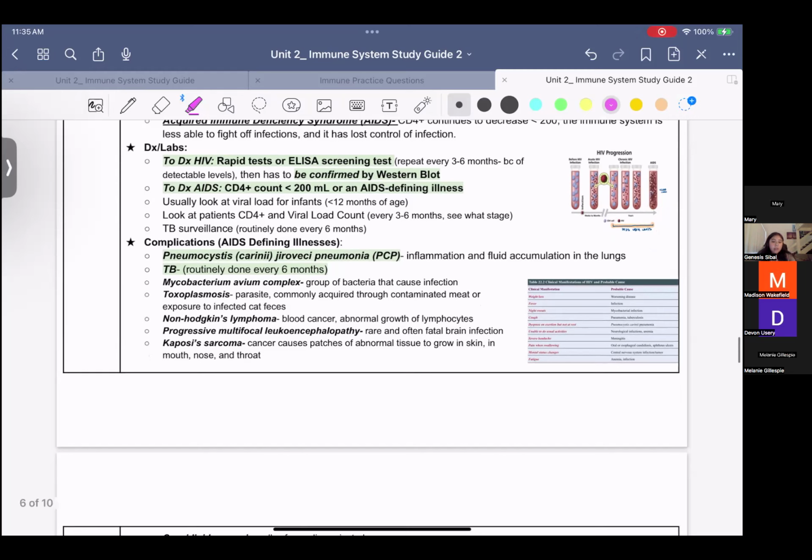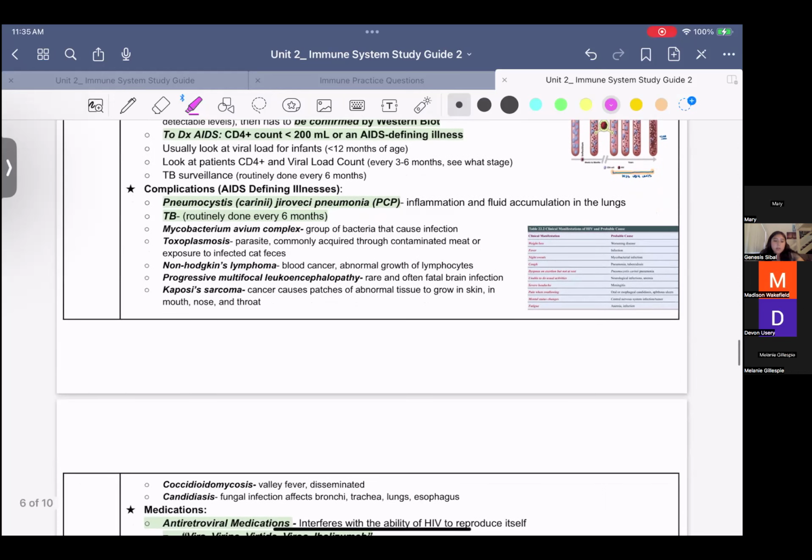So with AIDS, again, how do we know? Well, of course, we're going to check the CD4 count if it's under 200. And then also if they end up getting an AIDS defining illness, which we'll talk about. So again, you're not going to necessarily die because of HIV or AIDS. You're going to die because you don't have any helper T cells, and now you get an infection and your body's not able to respond against that.